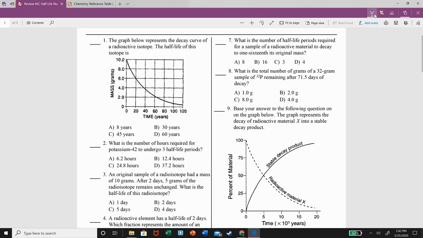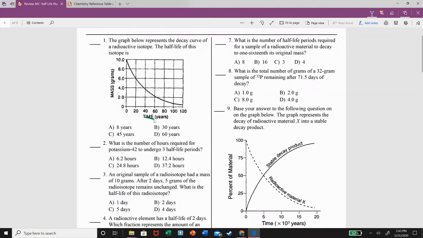So the graph below represents a decay curve of a radioactive isotope. The half-life of this isotope is... So now to figure out what the half-life is, I need to figure out how long it takes in time, right? So our time axis is here. How long does that take to get cut in half?